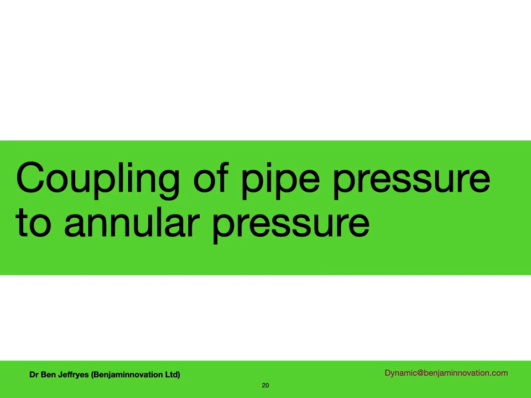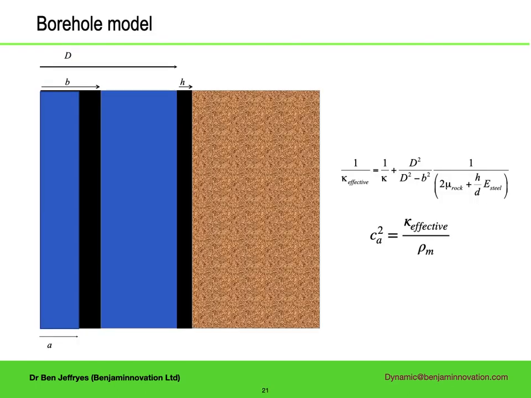Final acoustic subject: the coupling of pressure variations in the pipe to those in the annulus. This is the situation we will be modelling. A fluid-filled borehole, radius capital D, with a constant cross-section drill pipe in it, inner radius A, outer radius B. The pipe is central in the borehole, which, while making calculations tractable, is not realistic. I don't think, though, at the frequencies where the 1D approximation is a good one, it makes much difference.